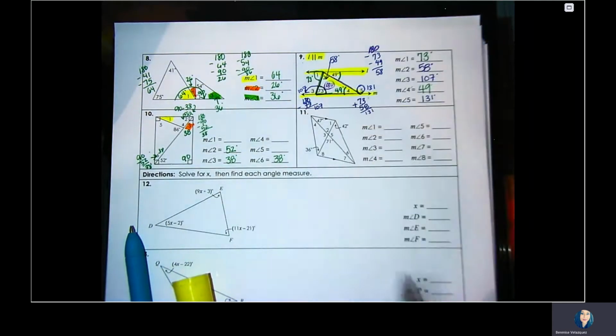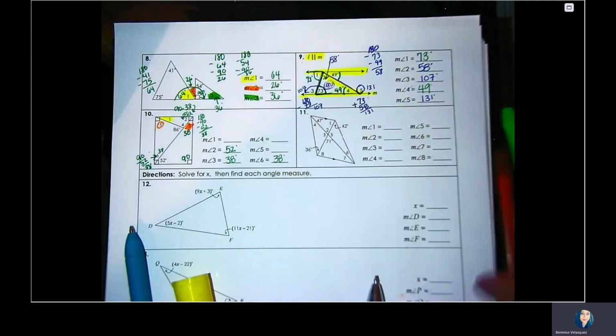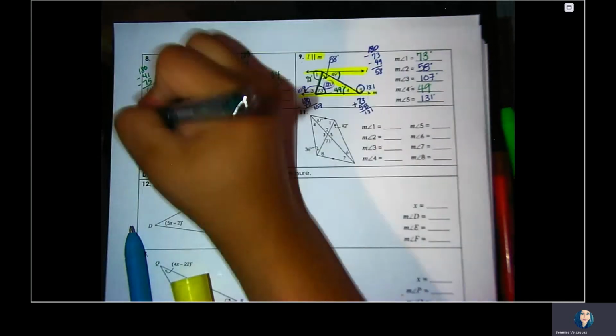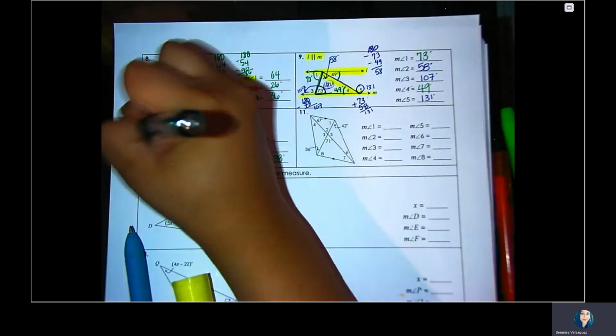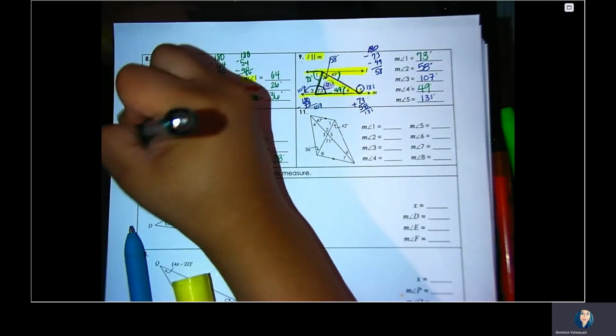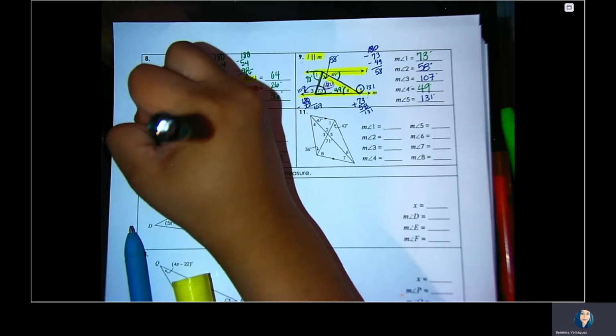Okay, now that I have 38 in this corner and 86, I can actually find angle 5. Angle 5 is going to be 180 minus this corner and this corner. So 180 minus 38 minus 86. Okay, when I subtract both of them out, I get 56. So angle 5 is 56.